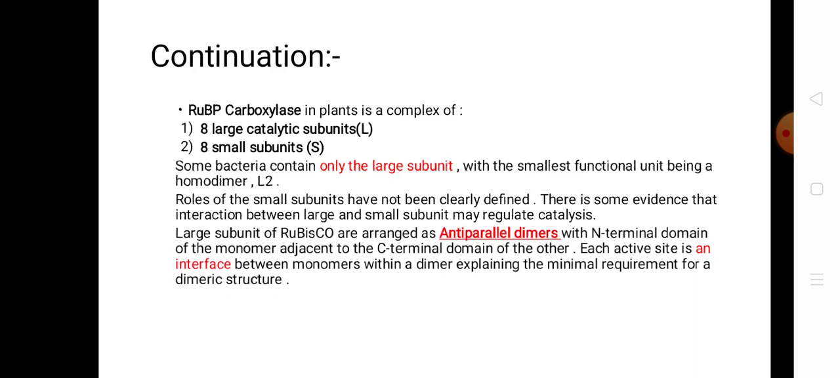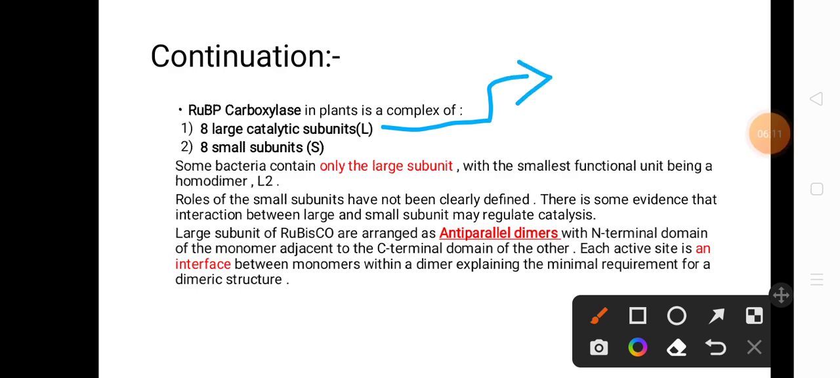Okay. Now we are going to talk about the large subunit in a little more detail. The large subunit is actually a dimer that is arranged in an anti-parallel orientation, meaning the N terminal of one monomer will be adjacent to the C terminal of the other. Okay, and the active site will be at the interface between the monomers within the dimers.